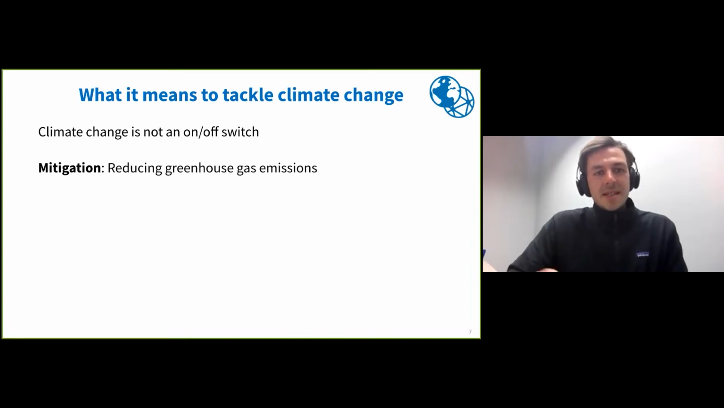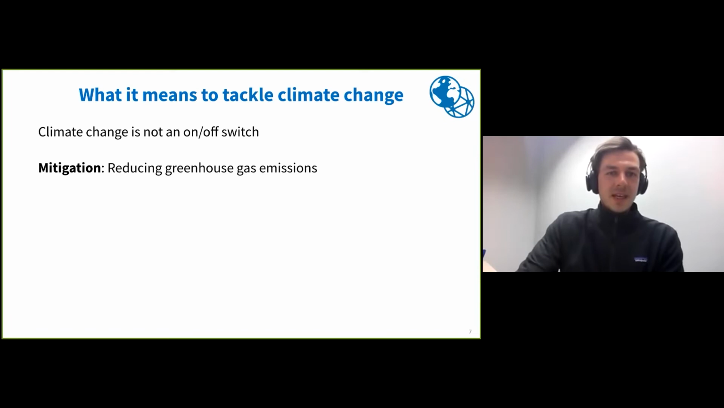And basically the most important thing we have to do is reduce the greenhouse gas emissions. As we saw in the previous plot, there's a clear connection between the greenhouse gases and the global average temperature. And we cannot really stop it anymore because we already have 1 degree warming, but we have to try to slow it down and to make the impacts less severe.